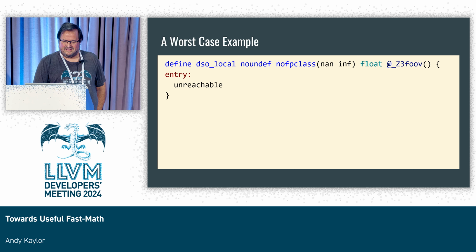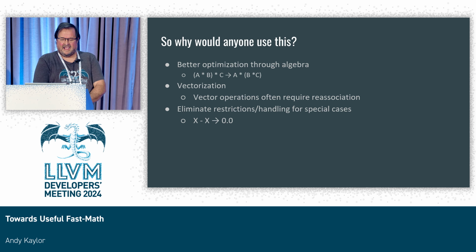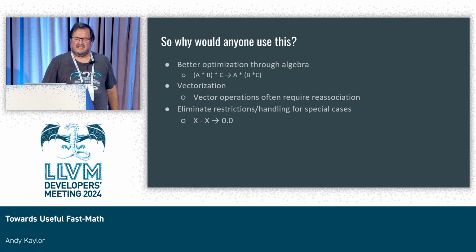So that's the bad of fast math. So the question is, why would anyone ever use this if it's doing these nasty things? And the answer is that this is really useful for optimization. As the name would imply, it makes your program faster.